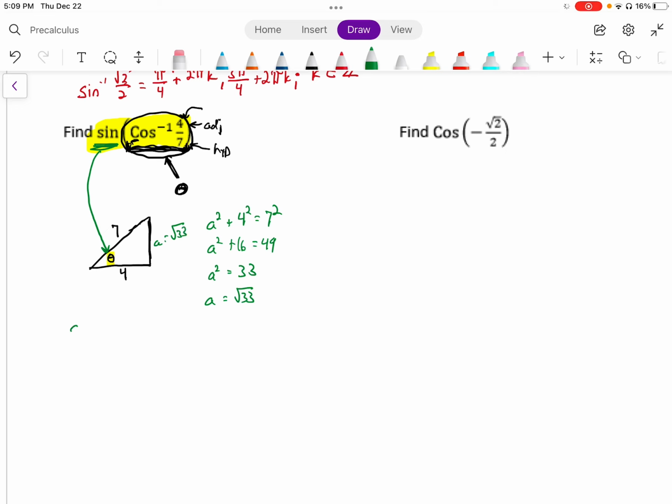And so the sine of this angle is equal to opposite over hypotenuse, so root 33 over 7. And so since theta was just represented by this section I keep highlighting with circles and underlines, we can say the sine of inverse cosine of 4/7 is root 33 over 7.